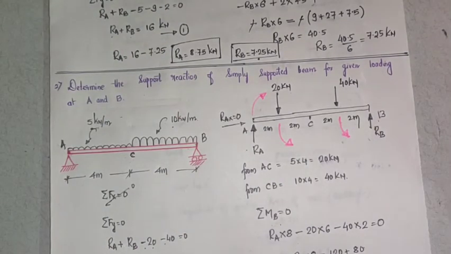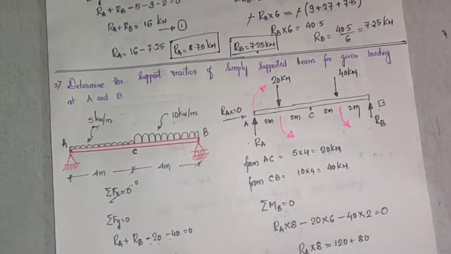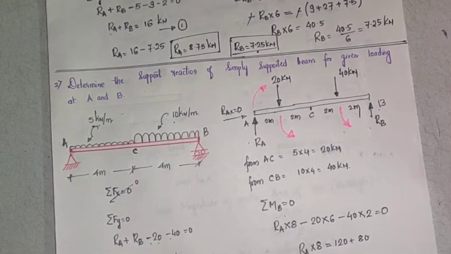So RA is equal to 200 divided by 8. You will get the value of RA as 25 kilonewton.